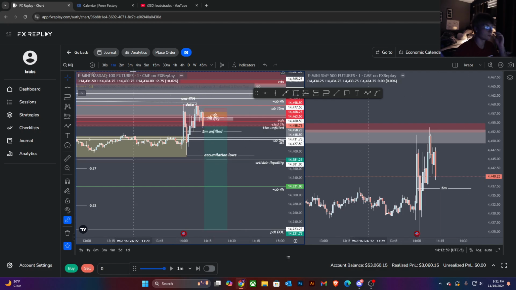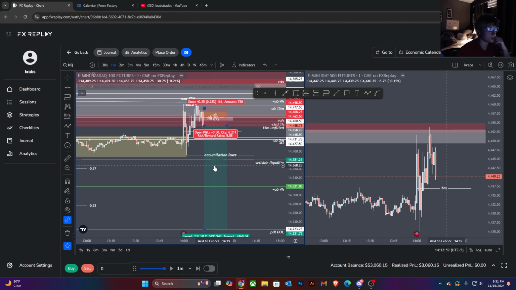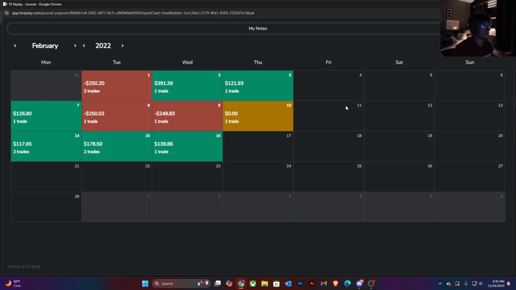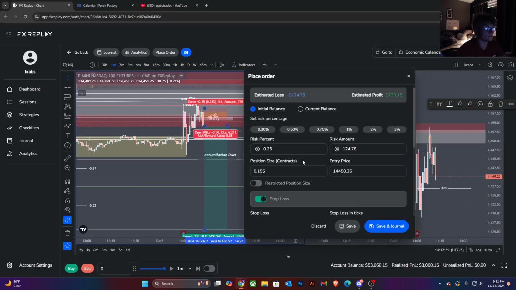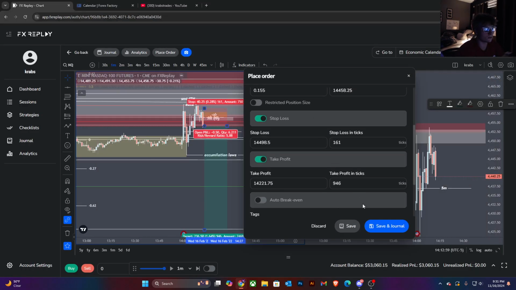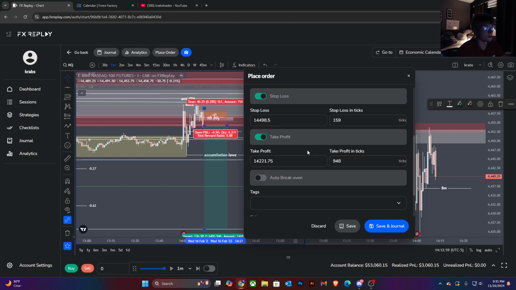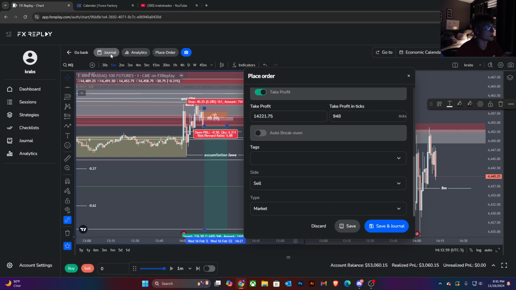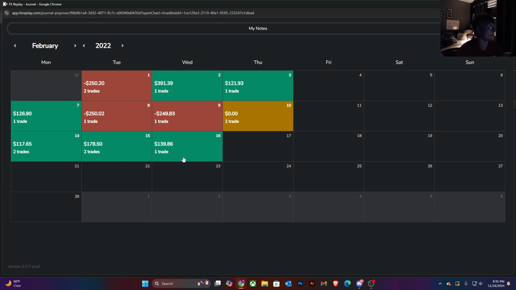So let's journal it. Let's enter. Place order. Gonna be risking half. 125. Yeah, we'll risk 125. Sell at market. So yeah, we're only risking the profits we made. So either gonna be break-even day or a nice winning day.